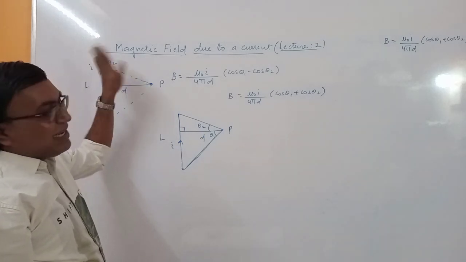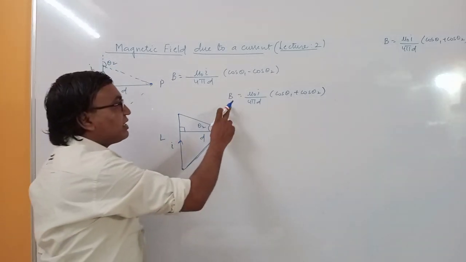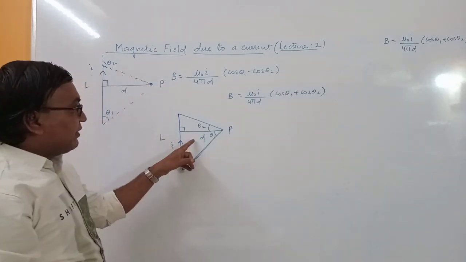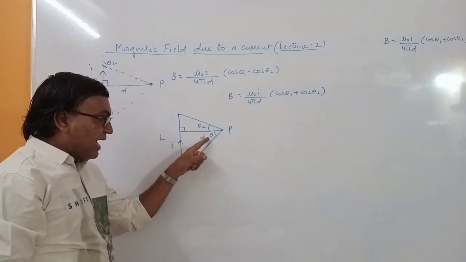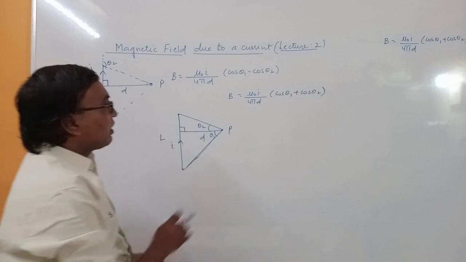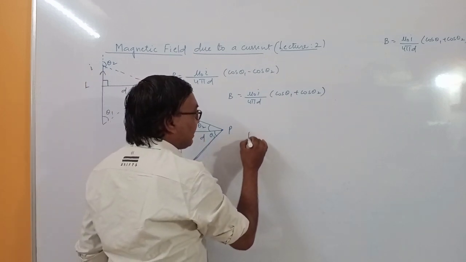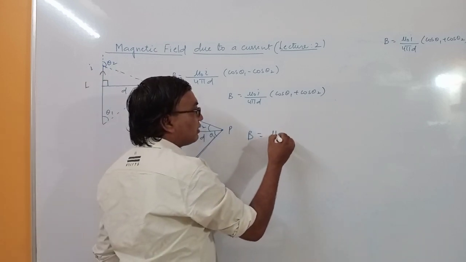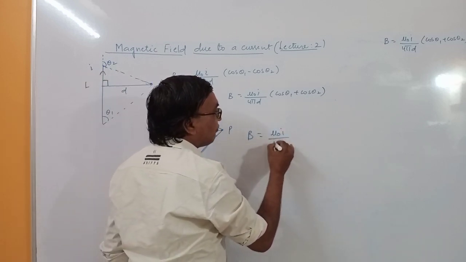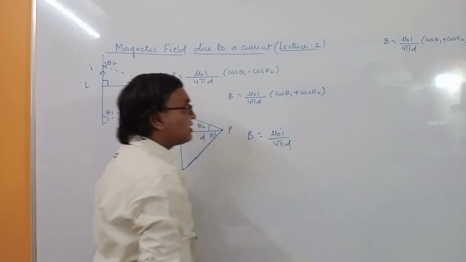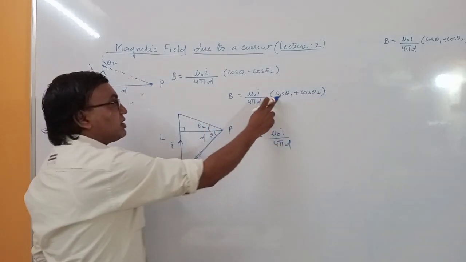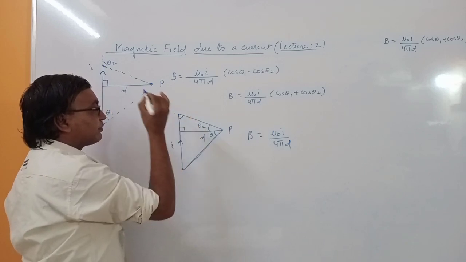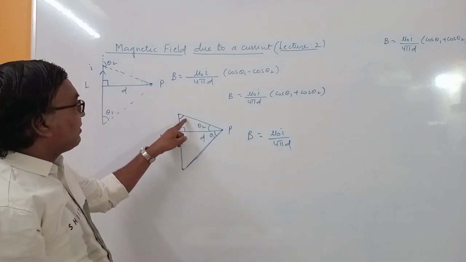That angle will become an exterior angle. So instead of that, I will be using this formula to derive the magnetic field equation when you consider angles at these points. So now the magnetic field at point P will be equal to mu naught I upon 4 pi d, as it is cos theta 1.